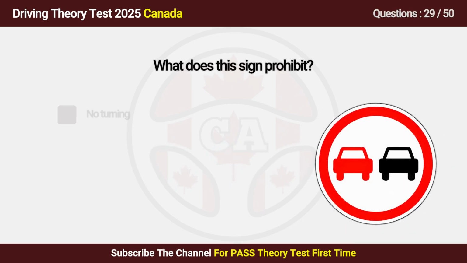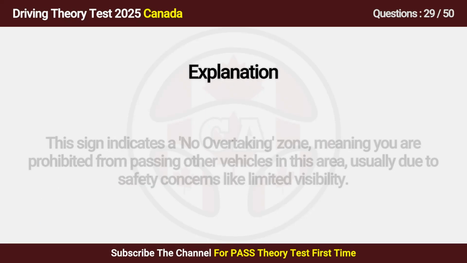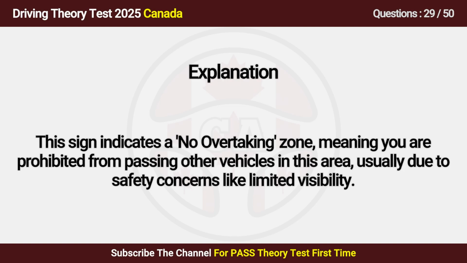Question 29. What does this sign prohibit? A. No turning. B. Yield to all traffic. C. No overtaking passing. D. Speed limit 25 km per hour. Answers is C. No overtaking passing. This sign indicates a no overtaking zone, meaning you are prohibited from passing other vehicles in this area, usually due to safety concerns like limited visibility.